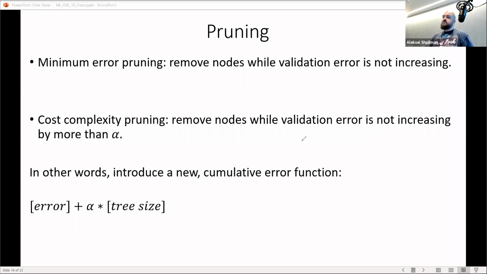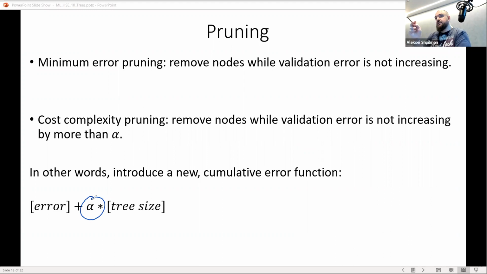In terms of pruning, it means that, okay, you still build the tree the usual way, then you cut off leaves, right? Cut off branches. But now, instead of looking at whether the validation error increased or decreased at all, look, okay, if I cut off this branch, I lower the error by alpha.